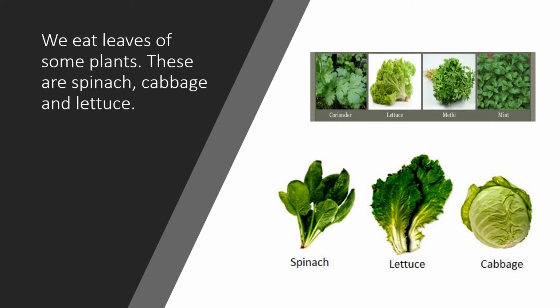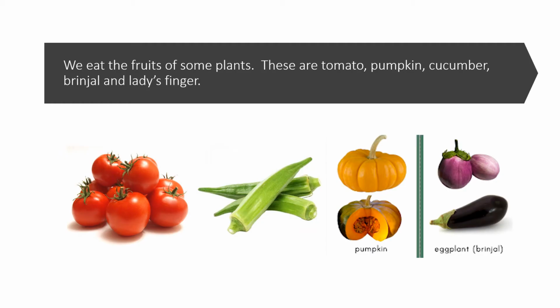We eat leaves of some plants. These are spinach, cabbage and lettuce. Along with this, children, there are many others also, but these are the three you would be able to identify. Three and more, some more pictures on top there. Alright, so remember, the next time I ask you the three leaves of the plants which you eat, you will tell me. I'm sure you will tell me. Coriander, mint, spinach, lettuce, cabbage. You will, right?